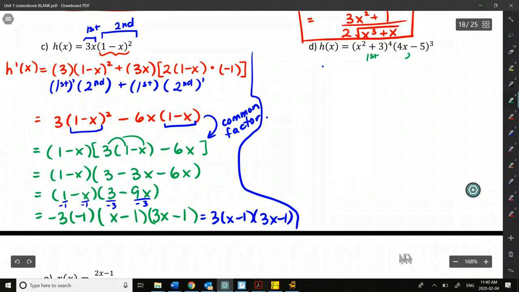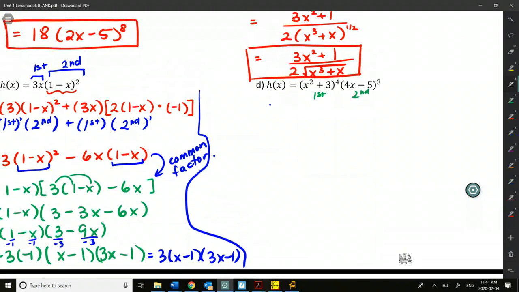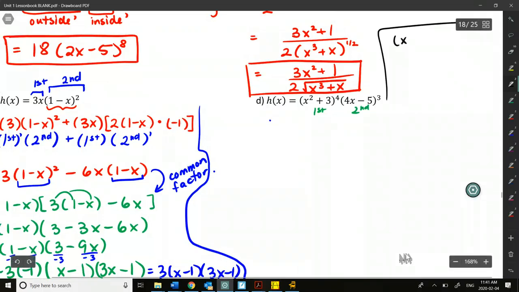Okay, so again, we have a first and we have a second here. If it's helpful for you, you can always find the derivatives of each individual part off to the side, and then you can plug them in to product rule. So if it works better for you, you can just think about it as, what is the derivative of x squared plus 3 to the exponent 4? So if we find the first prime, this will be 4 times x squared plus 3 cubed times the derivative of the inside, which is 2x.